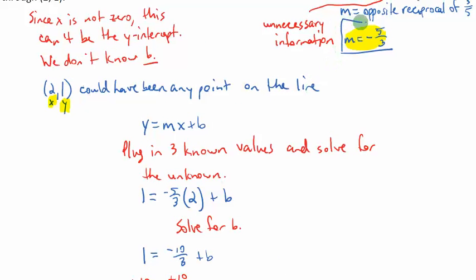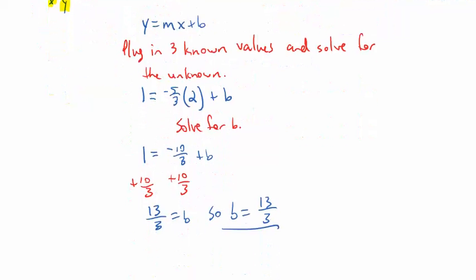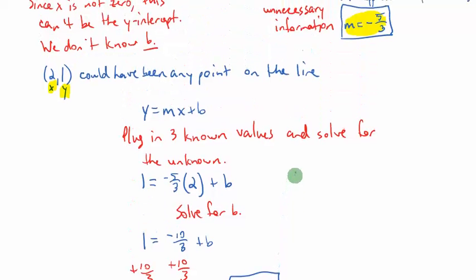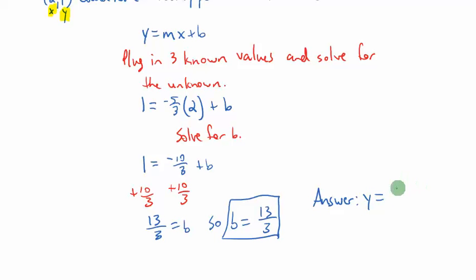Well, we know our m value also. Those are the two constants in the slope-intercept form, m and b. So m is -5/3, b is 13/3, so the answer is y equals mx plus b. So y equals -5/3, which is m, times x, plus 13/3, which is b.